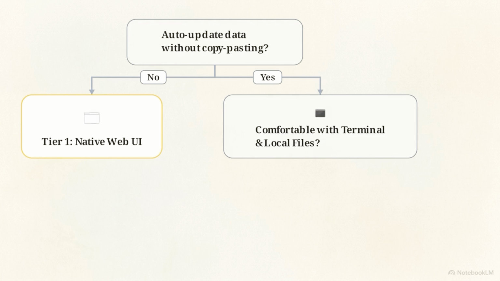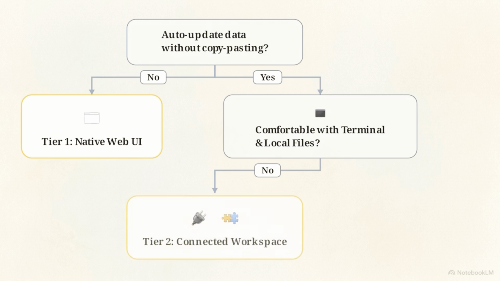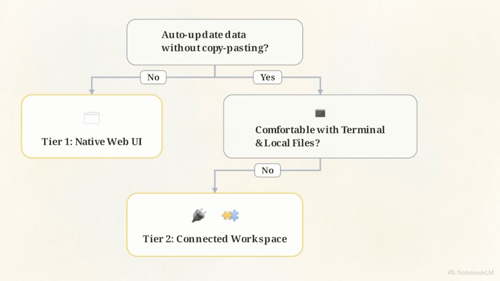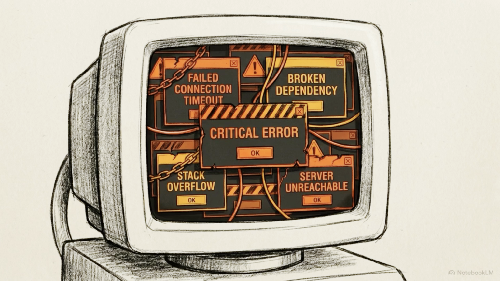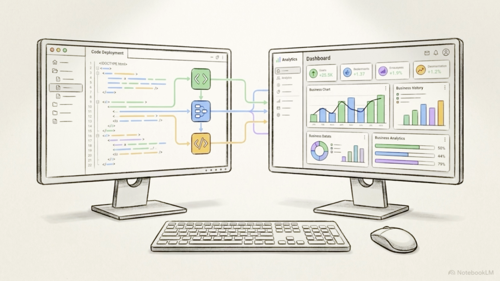If you answered yes, follow the flowchart down to your second decision point. Are you comfortable managing terminal commands and local files? If not, your destination is Tier 2. Marketers can use connectors to build automated dashboards without ever touching code. If you are comfortable managing local files, you arrive at Tier 3. This is built strictly for developers and technical operators, capable of managing local environments securely. Chasing maximum automation without the necessary technical foundation will ultimately break your workflow. True operational leverage is achieved by mastering the tier you actually belong in.